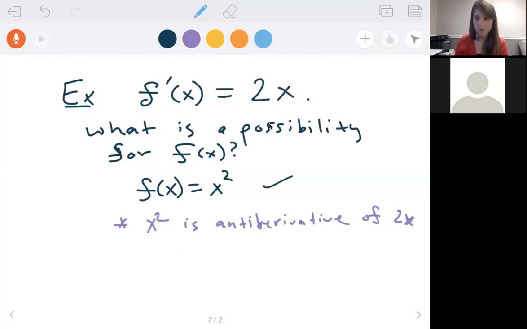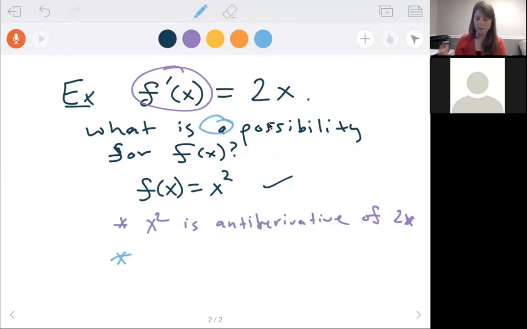And sometimes they'll use, for example, if they used a lowercase f instead of f prime, sometimes they'll use an uppercase F for an antiderivative. So I'll kind of give you an example of that notation in the next example. But let's go back and think about another option. So I did on purpose say a possibility, right? Because if we think about other options, this isn't the only option.